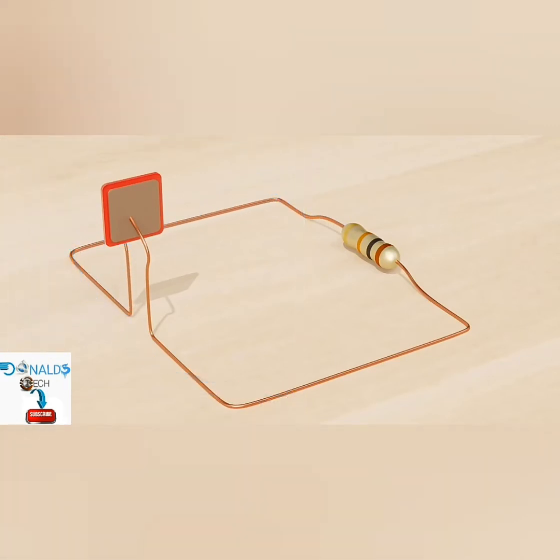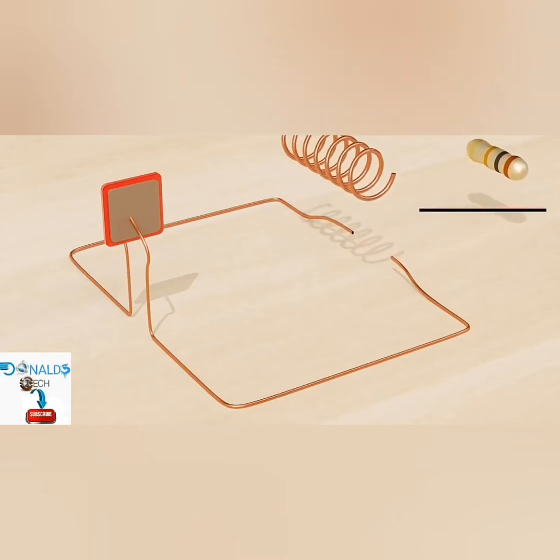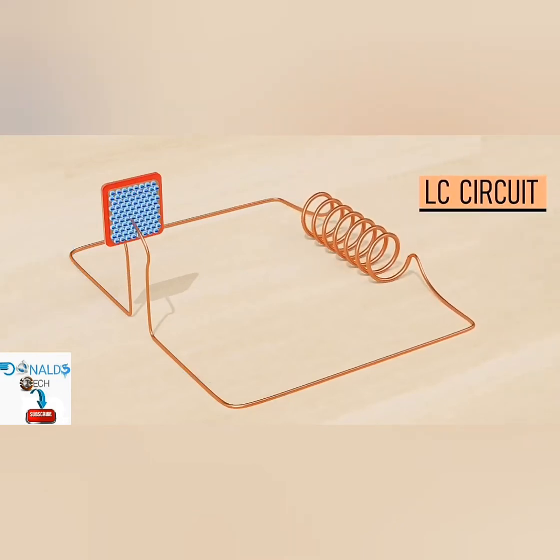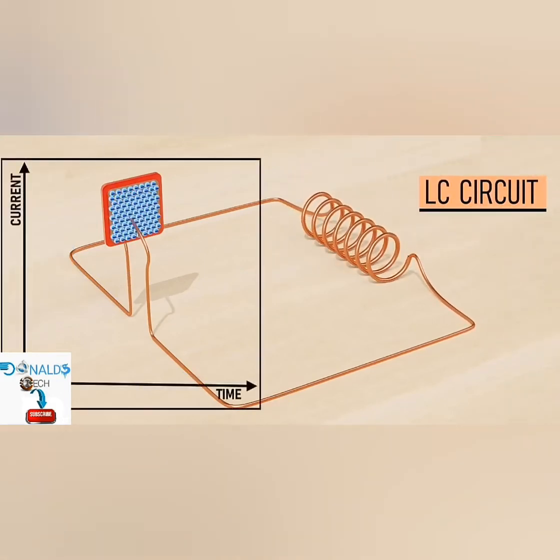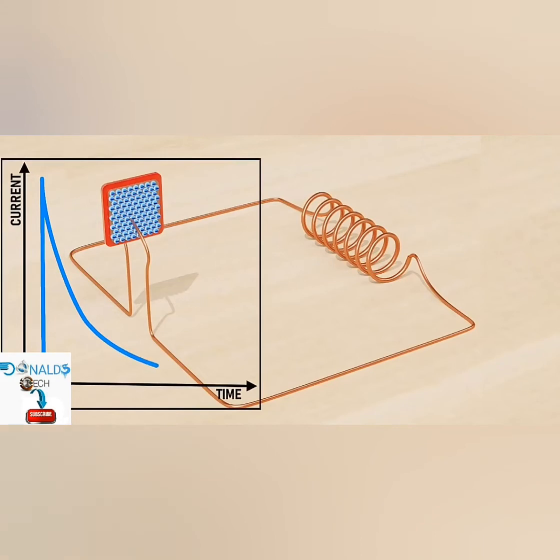Now let's see what will happen if the resistor is replaced with an inductor. Here again, the capacitor is fully charged initially. It's quite logical to expect that there will be a huge current flow at the beginning, and then the current flow would reduce as in the previous case. However, this will not happen in practice.